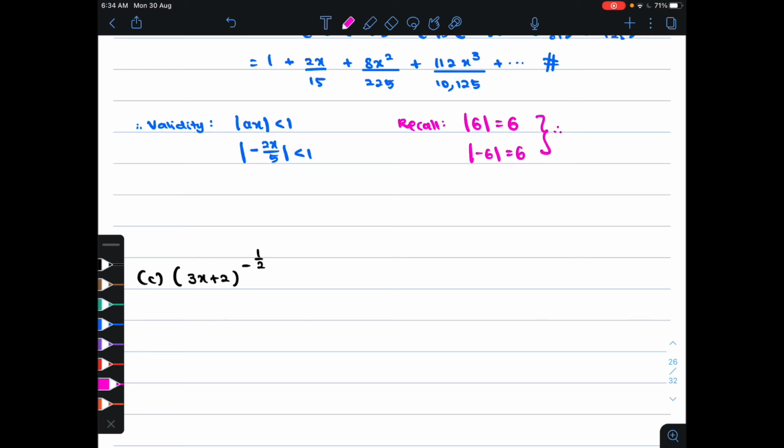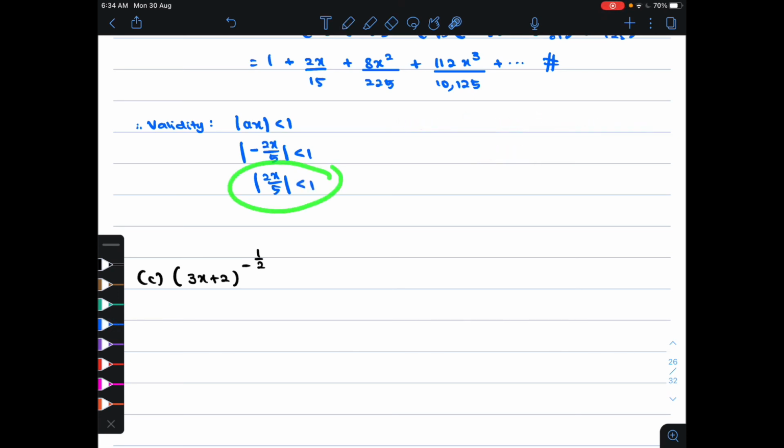Therefore, this means that modulus of negative 6 is just modulus of 6. So they are the same thing. So we're going to use this concept for this one. Therefore, the modulus of negative 2x over 5 is just the modulus of 2x over 5. And this should be less than 1.